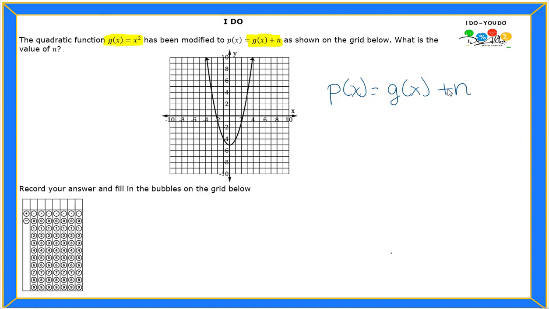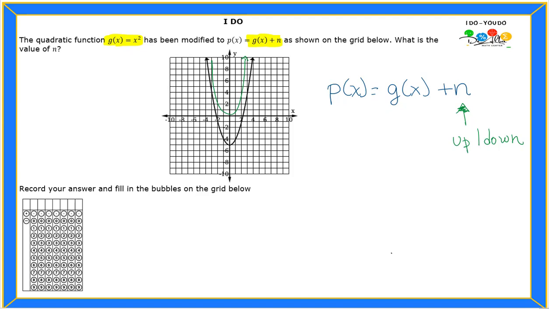Now remember that this plus n, like I said earlier, this is the one that tells you whether your graph or your quadratic is going to go either up or down, right? So if you look at the graph that is given to you, the one on the grid, what happened to the quadratic function? Did it go up or did it go down? Now, keep in mind that the parent function is supposed to be somewhere over here.